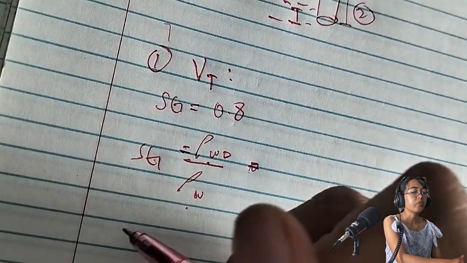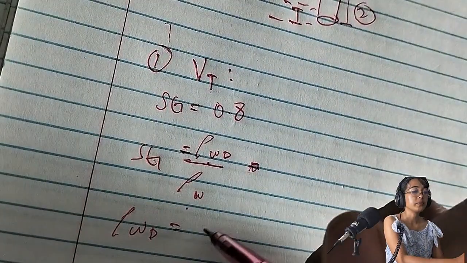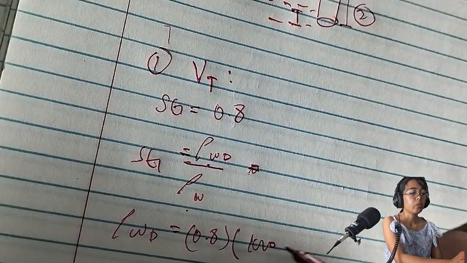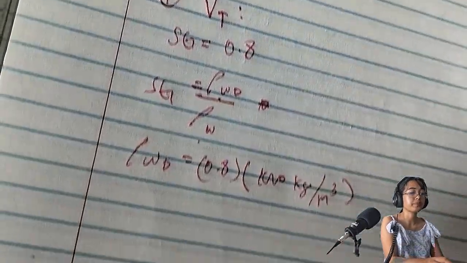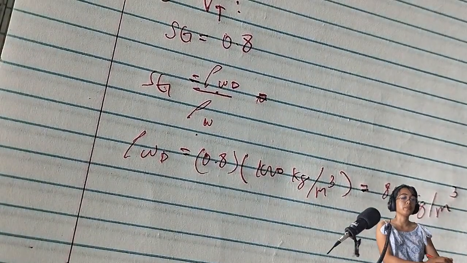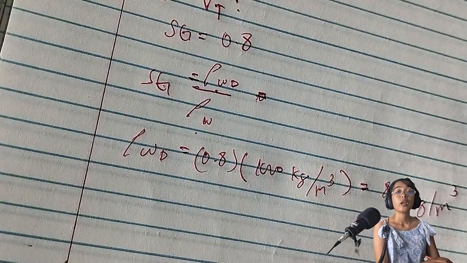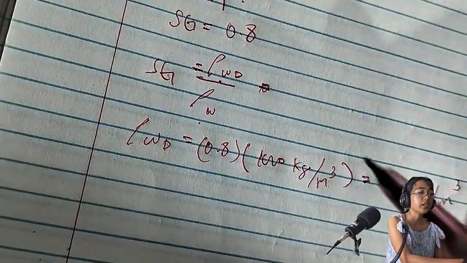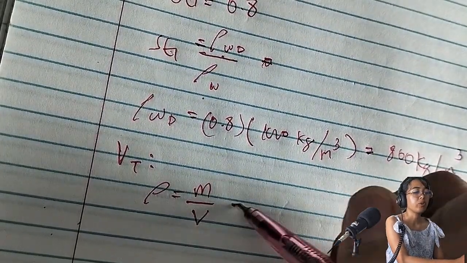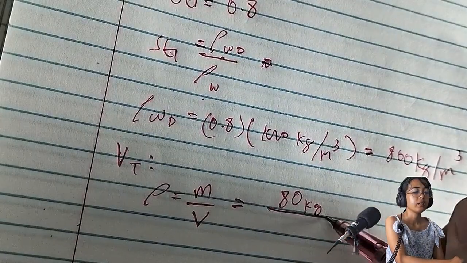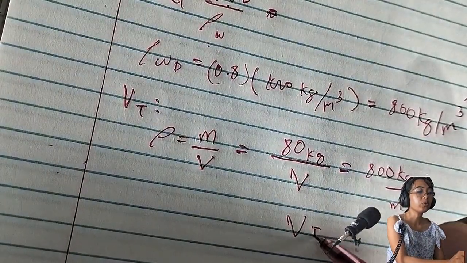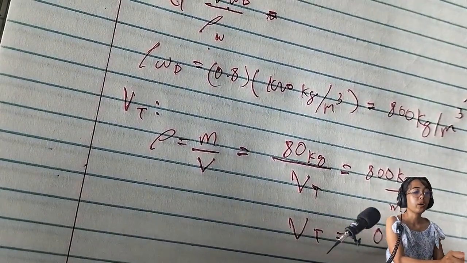Therefore, the density of the wood is equal to 0.8, which is the SG, times the density of the water, which is 1,000 kilogram per meter cube. So, what we get here is 800 kilogram per meter cube. Since we now have the density, we could already find the total volume using the formula for density, which is mass divided by volume. The mass is 80 kg, and we equate it to the density of 800 kilogram per meter cube. Therefore, the total volume VT is equal to 0.1 meter cube.